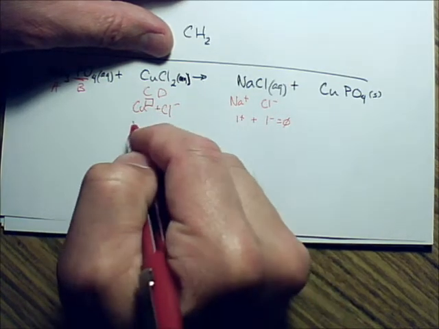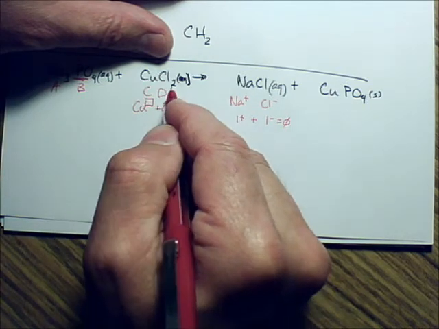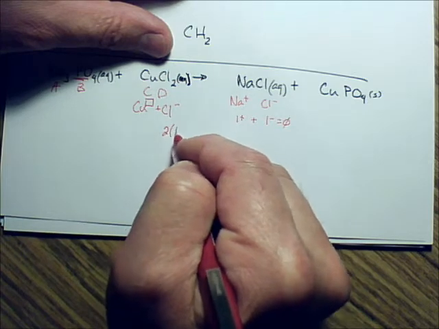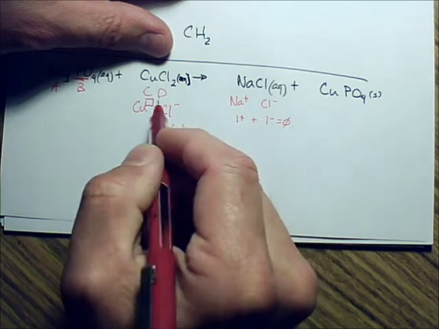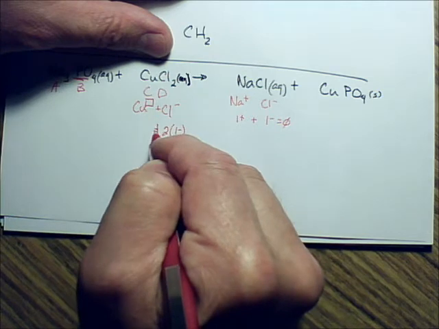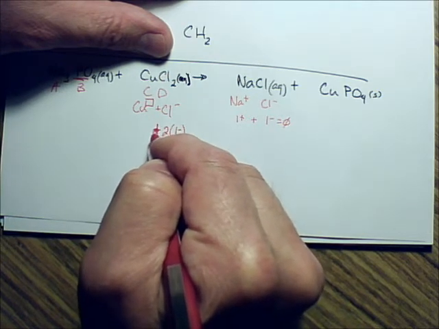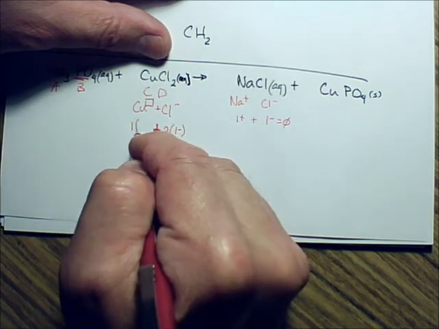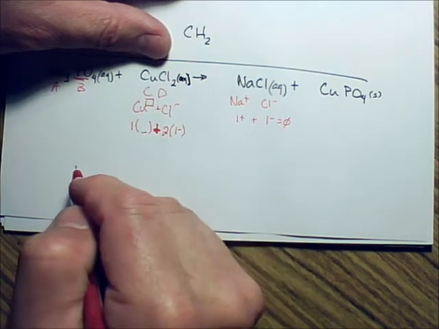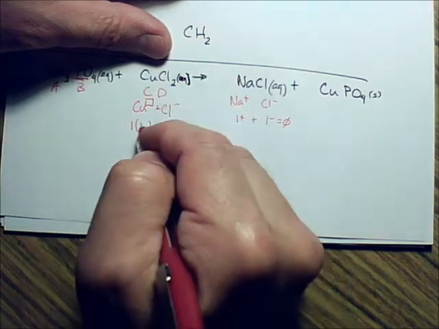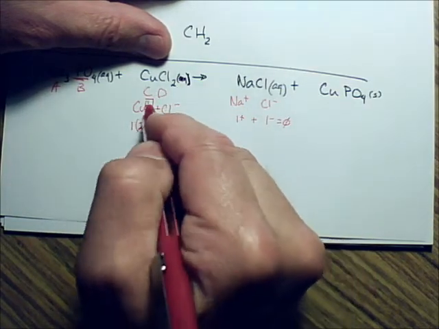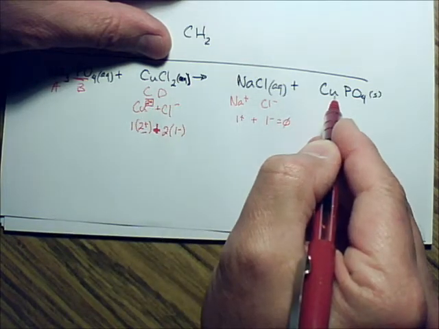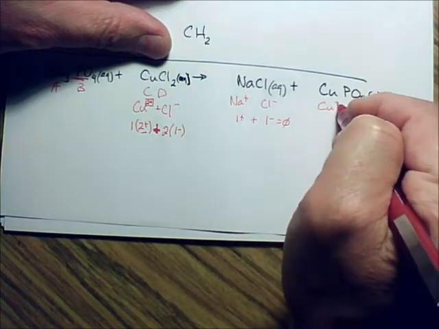Okay? So we know we have 2 chlorides. So let's say 2 times 1 negative. We know we have 1 copper, 1 times some charge number we've got to find. 1 times 2. So it needs to be a 2 plus. Okay, so that means this has to be a 2 plus. And if it's 2 plus here, it's 2 plus there. So this is going to be a copper 2.